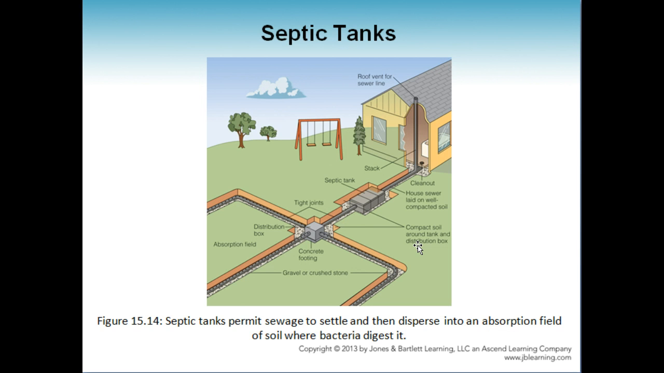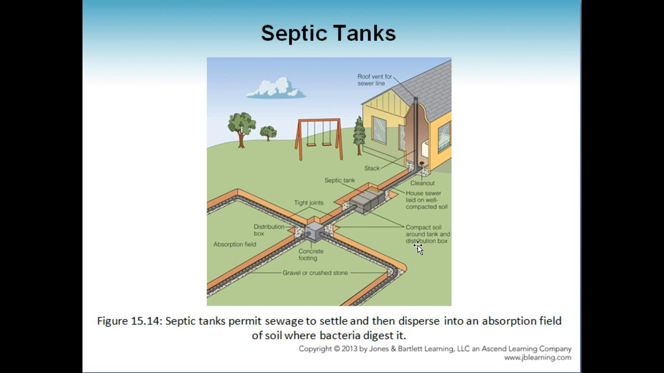Septic tanks. Septic tanks permit sewage to settle, then disperse into an absorption or leach field of soil where bacteria digest it. Septic systems act like secondary treatment in that bacteria in the tank break down human waste and form sludge at the bottom of the tank. That is, in a healthy septic system.